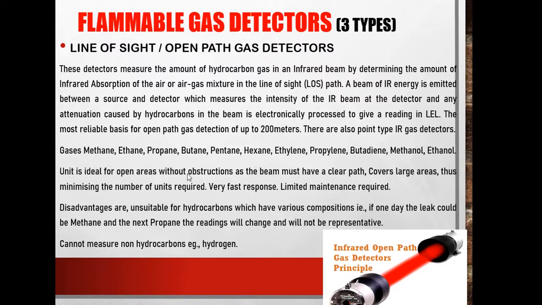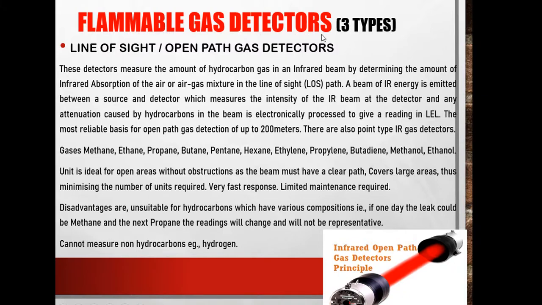So the unit is ideal for open areas without obstructions. Of course, you have to put that at the back of your mind. There shouldn't be any obstructions because it's going to affect how it operates, as the beam must have a clear path. It covers large areas, thus minimizing the number of units required. That's very good. It's very economical, with very fast response and limited maintenance required. But the disadvantages are it's unsuitable for hydrocarbons which have various compositions. If one day the leak could be methane and the next propane, the readings will change and will not be representative. It cannot measure non-hydrocarbons, e.g. hydrogen. So this is very, very useful, but of course it has its limitations.